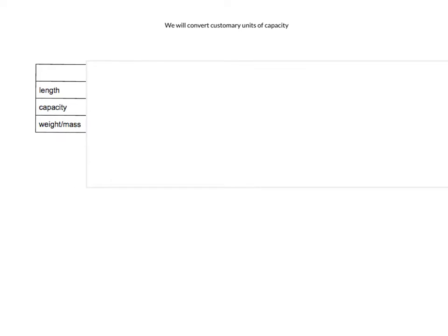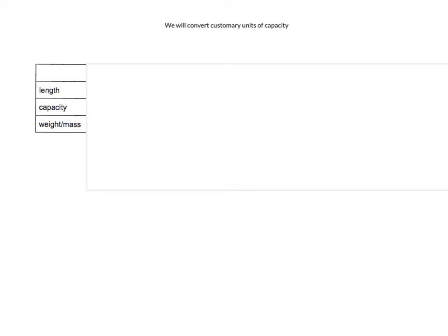Hello everybody, today we will convert customary units of capacity. So first I want to do a quick review. The three things that we measure are distance, capacity, and weight or mass. Okay, distance or length. Capacity is the volume of a container measured in liquid units. And weight or mass is how heavy or light something is.